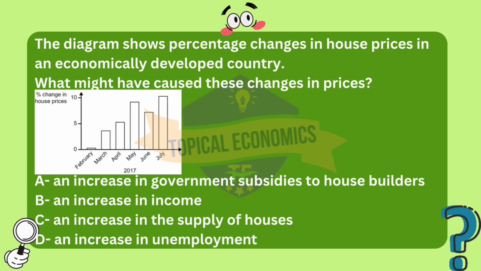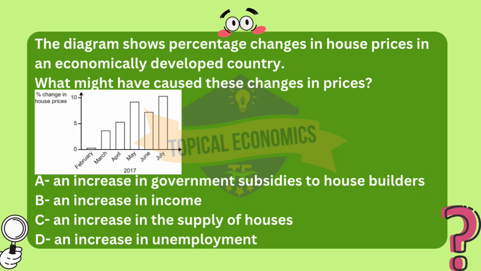Moving to question 3. The diagram shows percentage changes in house prices in an economically developed country. What might have caused these changes in prices? A. An increase in government subsidies to house builders. B. An increase in income. C. An increase in the supply of houses. D. An increase in unemployment. This question is from year 2020 specimen version 1.